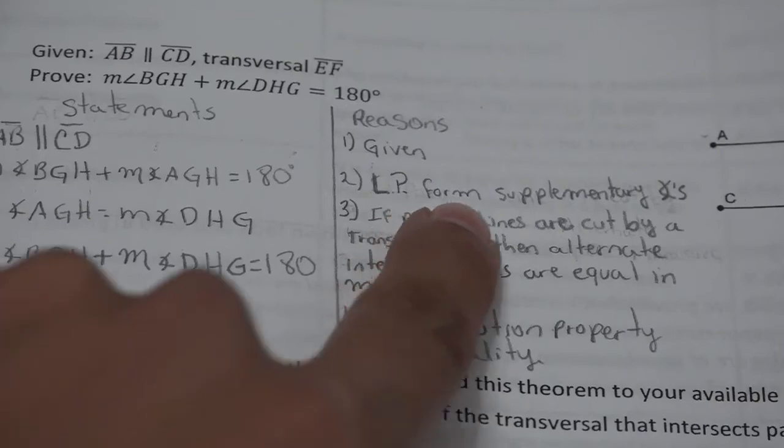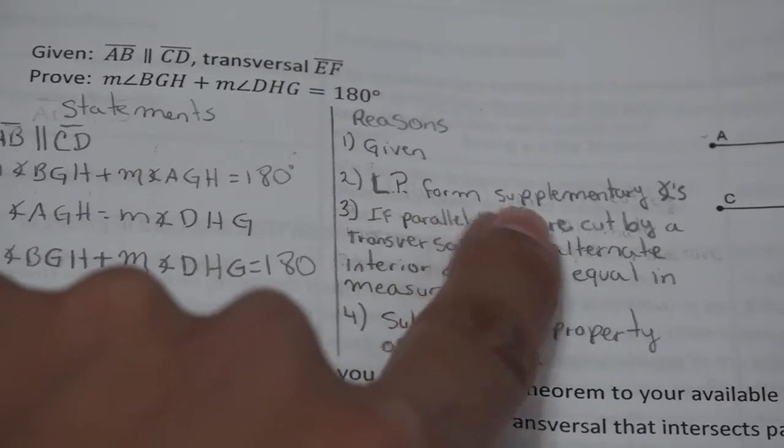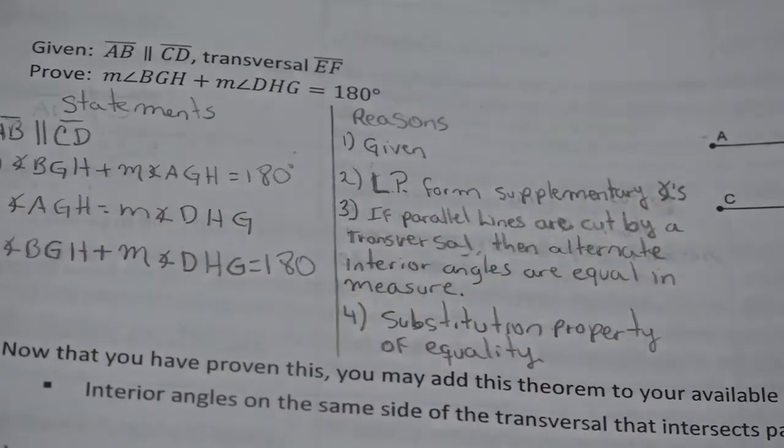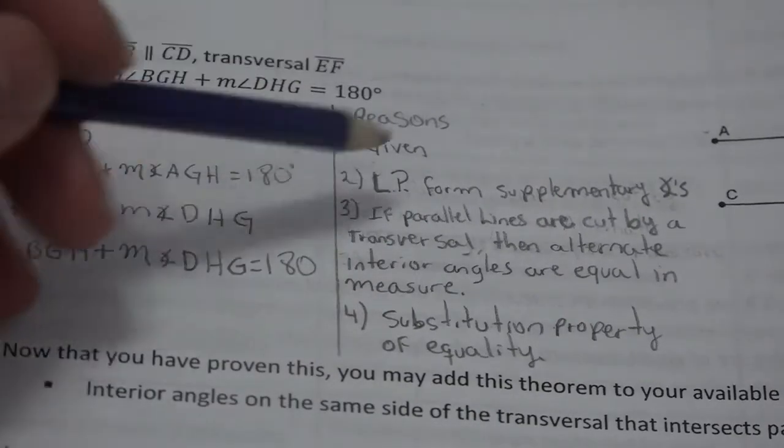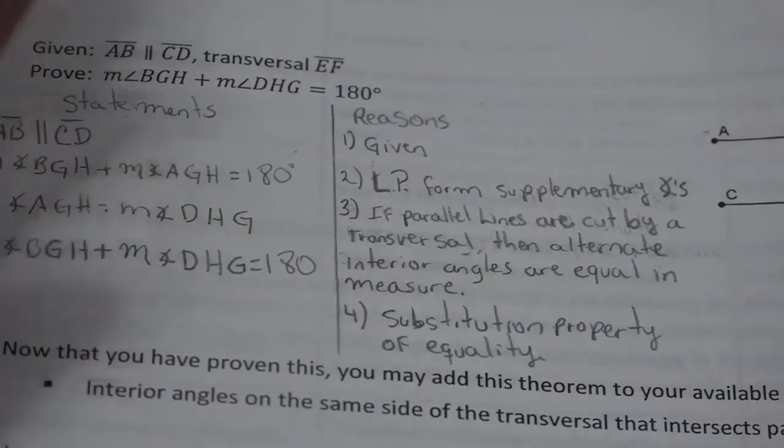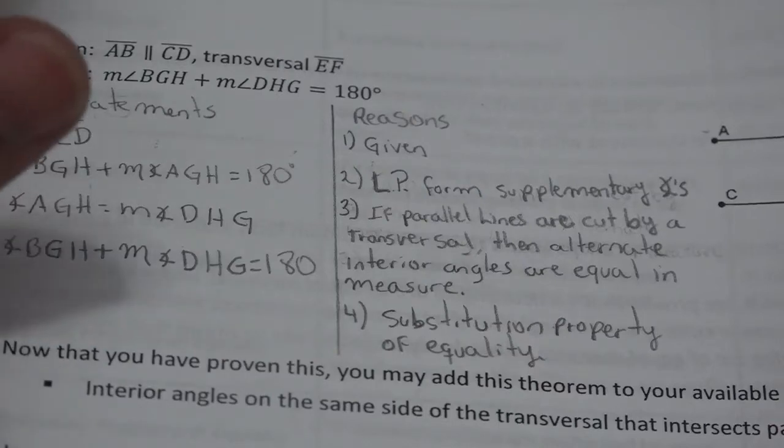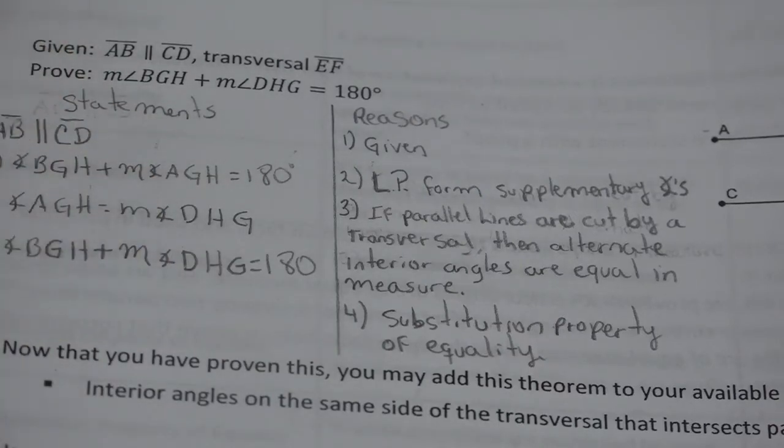Linear pairs form supplementary angles. I know LP, and we will all know that LP means linear pairs, but on the test or on the regions, please don't write that, just write linear pairs, because people kind of don't know what it means. All right.